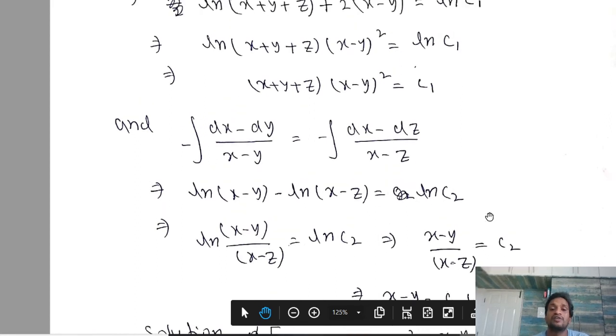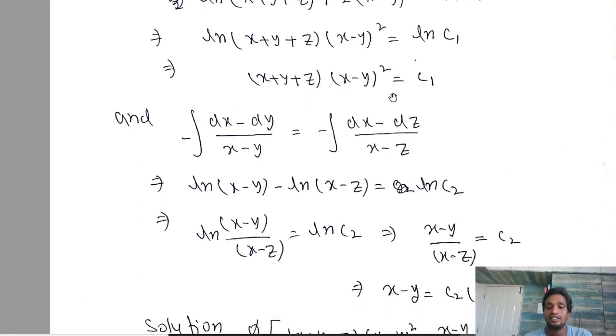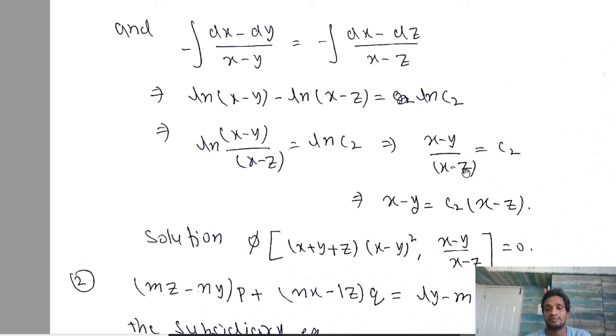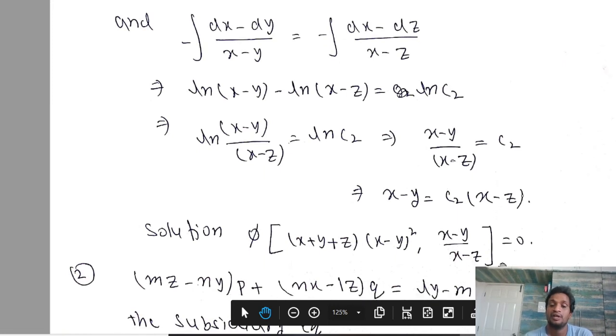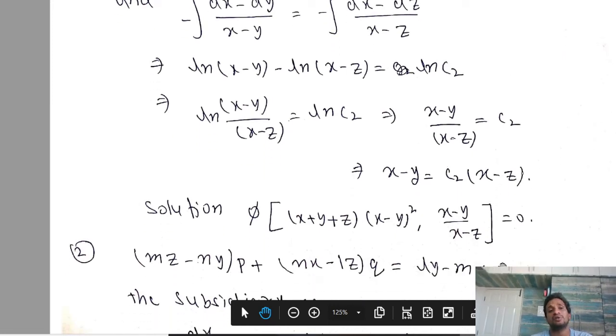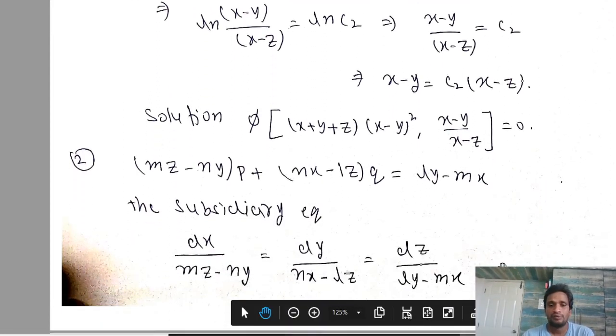First, consider the first solution, x plus y plus z into x minus y whole square. The second one is x minus y by x minus z. So I am writing the solution as phi of x plus y plus z into x minus y whole square, comma, x minus y by x minus z. Or sometimes you can write one solution as a function of another solution also. Okay, now we move to the next one.